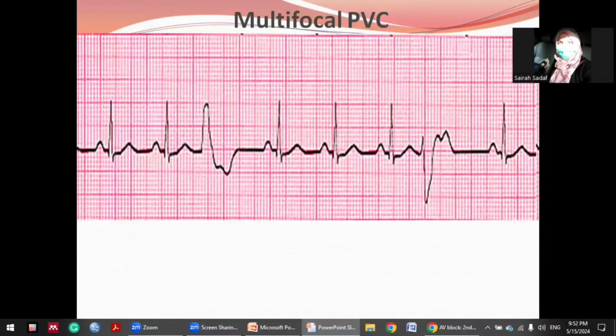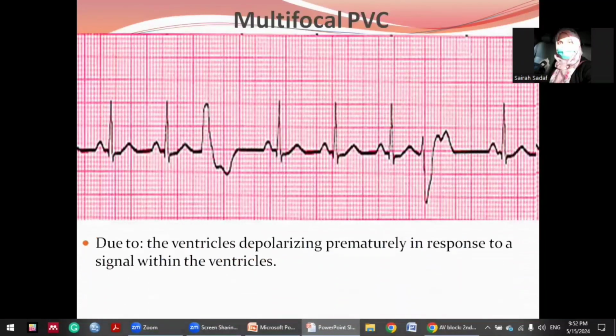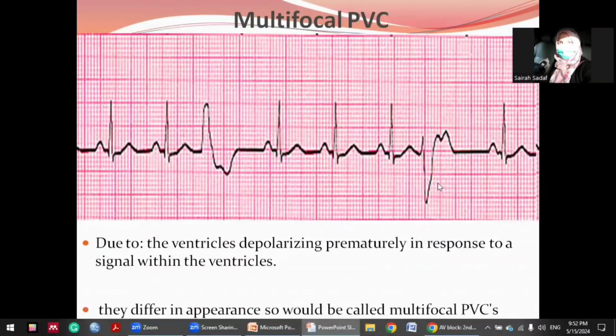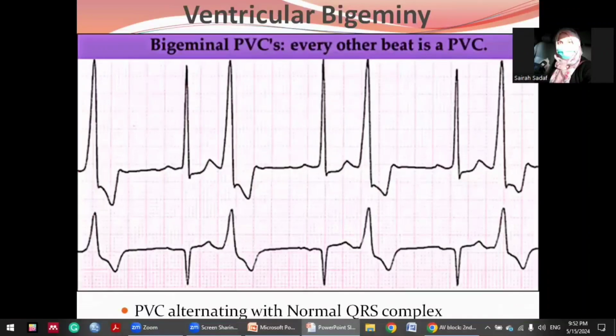This is another type. Now, this is multifocal PVCs, because one PVC is going upward and the other one is going downward. One is with positive deflection, and the other one is in negative deflection. Multifocal. Bigeminy means that with every other beat there is a PVC: normal, abnormal, normal, abnormal. This is known as bigeminy.